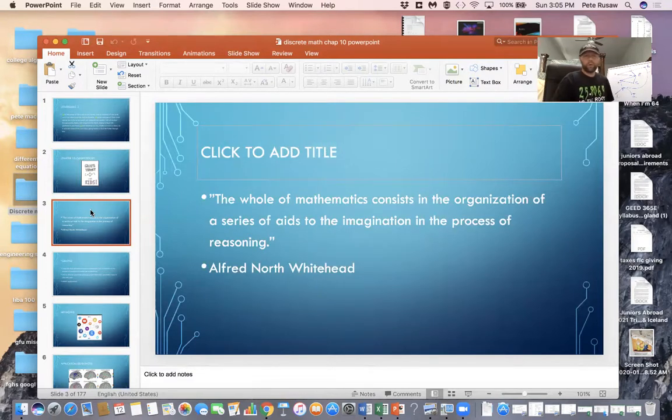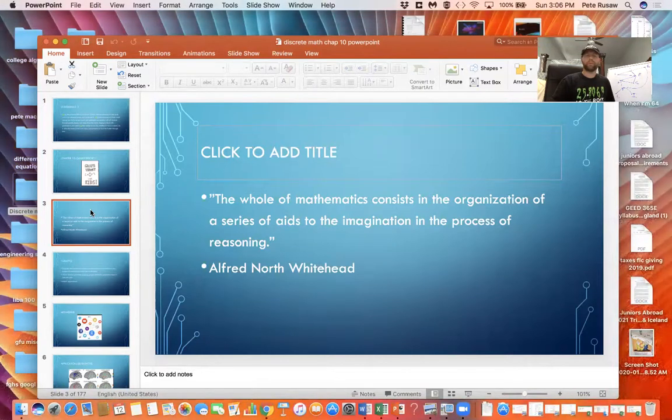Quote from our book: the whole of mathematics consists in the organization of a series of aids to the imagination in the process of reasoning. I love this. So often it's just a little diagram that unlocks a tremendous mystery. In mathematics, we are looking for all those little tricks to help the imagination in the mind better understand the problem, that we might find routes to the solution. And that's really what graph theory is.